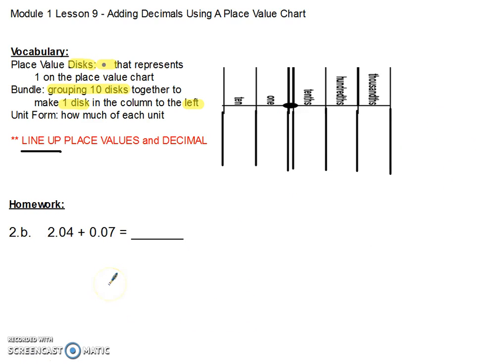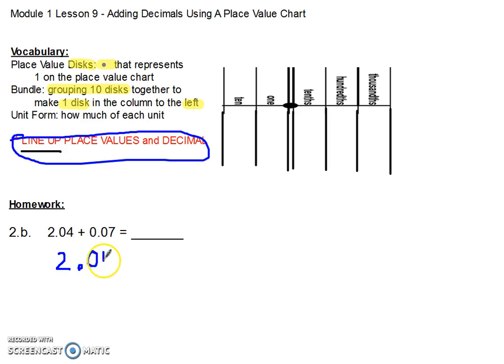All right, let's do one last problem, 2B, and this is asking us to solve using the standard algorithm. And so this up here, what we talked about, lining up your place values and your decimal, is going to be super important. So I rewrite this, and I would do 2 in my ones, my decimal, 0 in my tenths, 4 in my hundredths, and then I would take this number here and make sure that it all lined up. A 0 in the ones, my decimal, a 0 in the tenths, and a 7 in the hundredths, and then I would add them together.